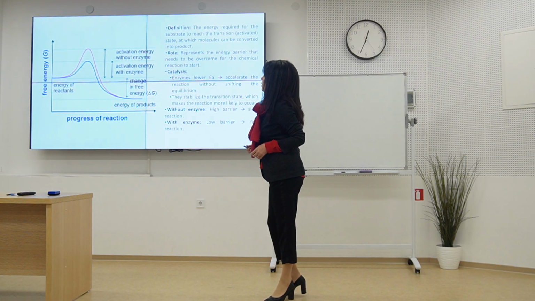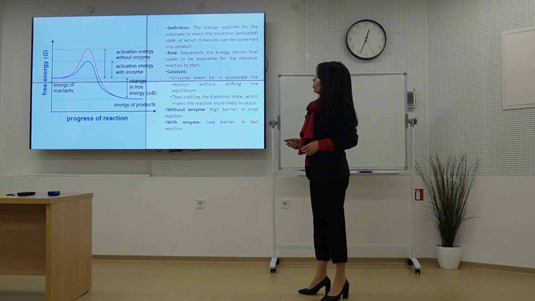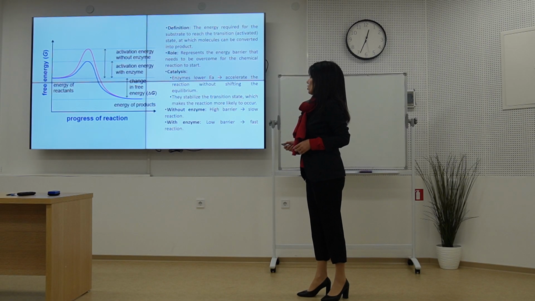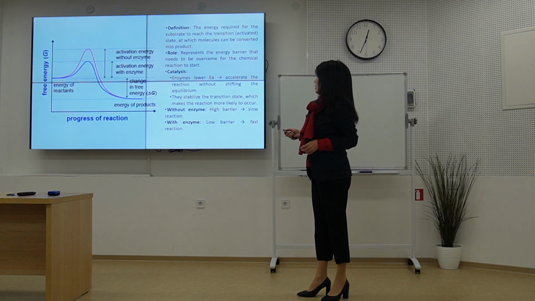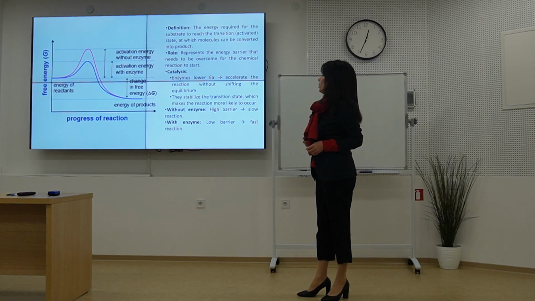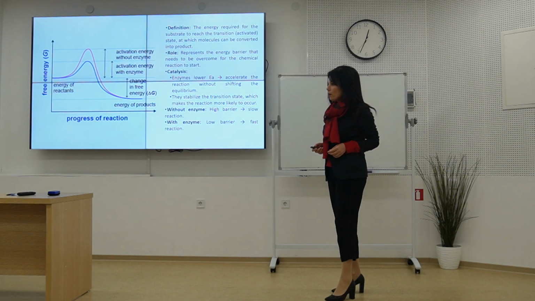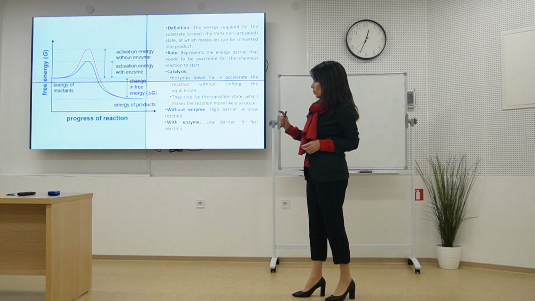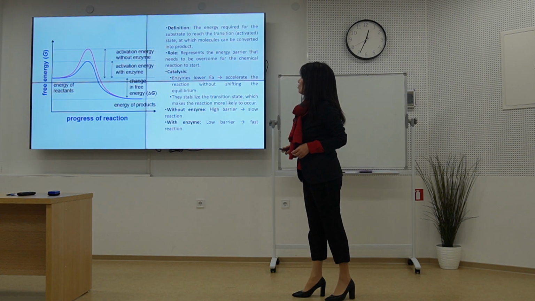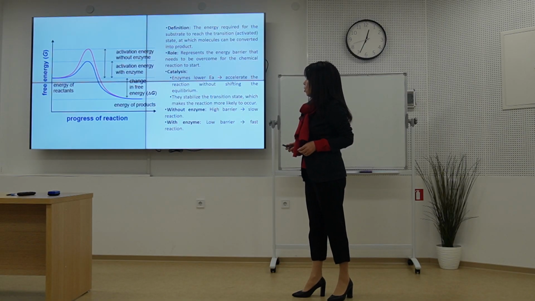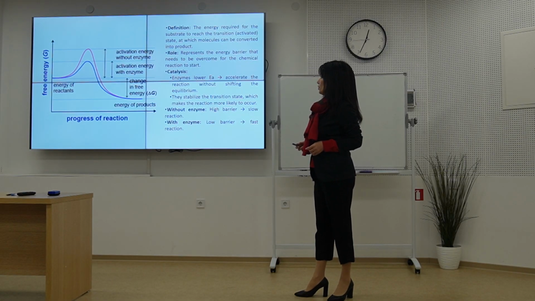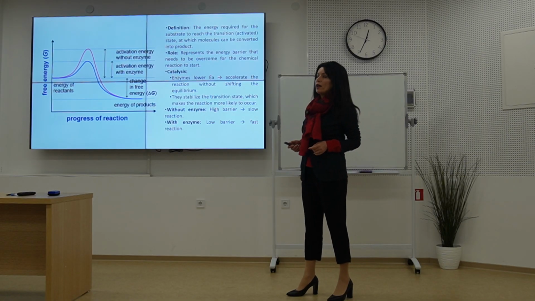This graph shows the progression of the reaction with or without enzyme. If the reaction is without enzyme, the barrier is high and the reaction is slow. If the reaction is with enzyme, the barrier is low and the reaction is fast. Enzymes lower activation energy. They accelerate the reaction without shifting the equilibrium.